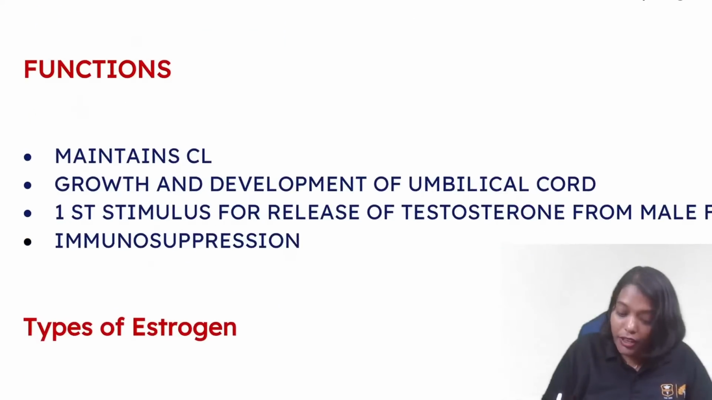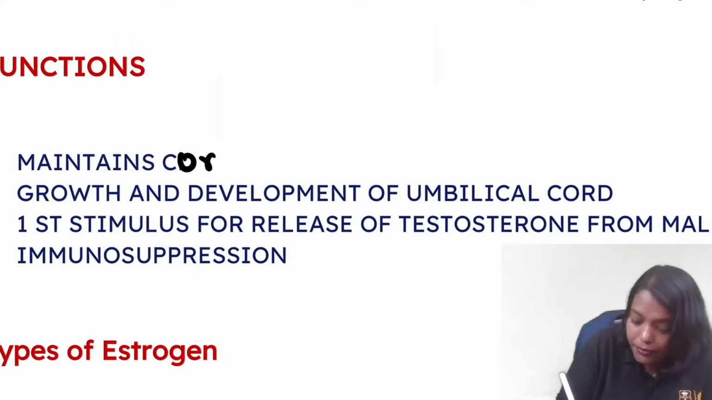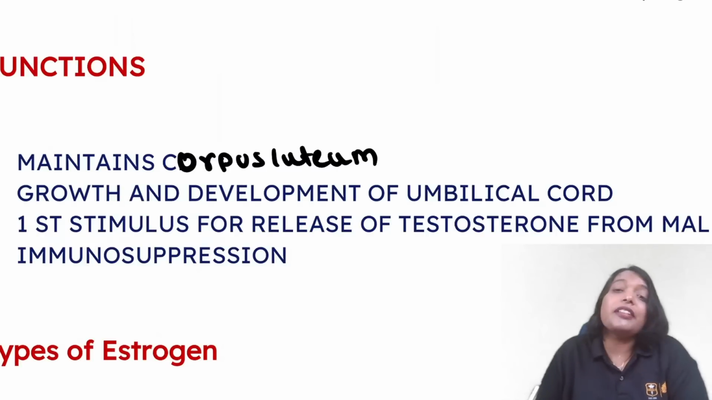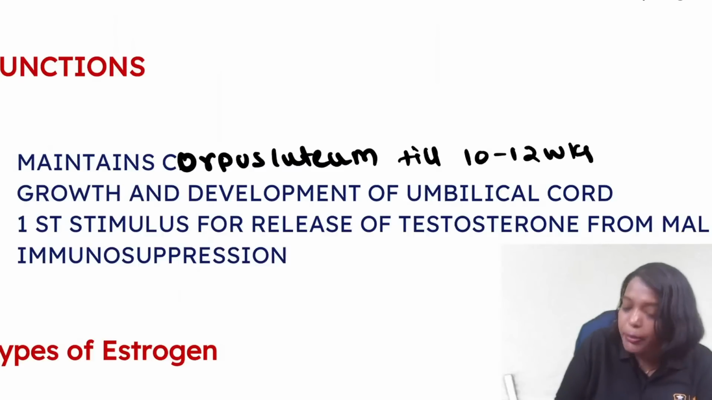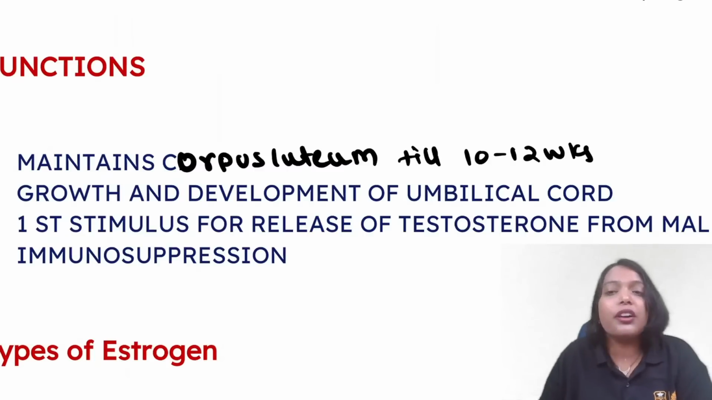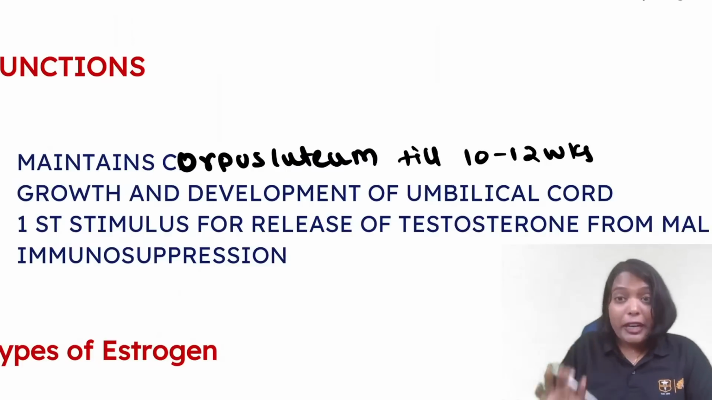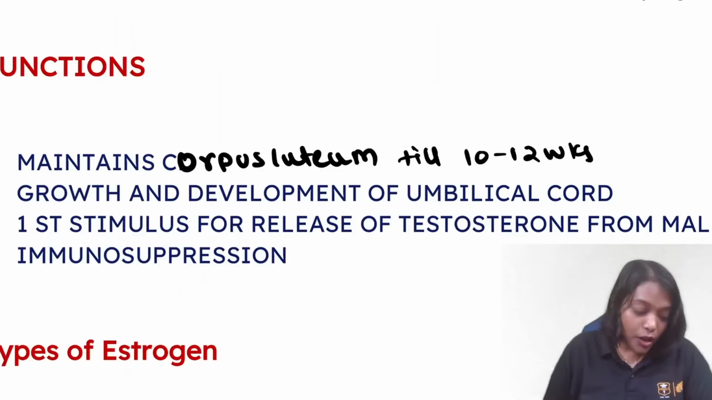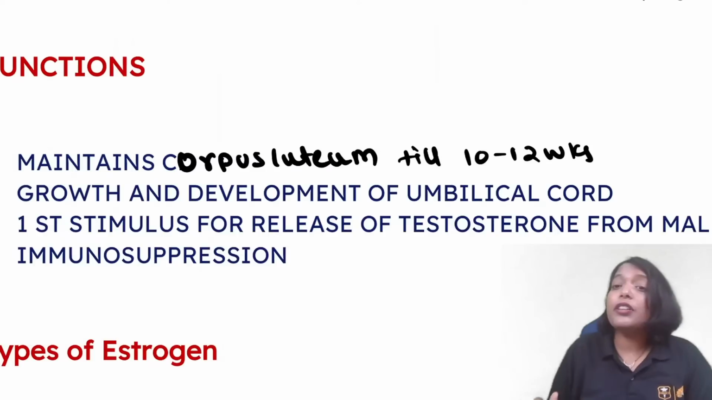Okay. Next, coming to what are the functions of this. Function: it maintains the corpus luteum, so that the corpus luteum can produce progesterone till the placenta takes over. So till 10 to 12 weeks, and then after 10 to 12 weeks, there will be luteoplacental shift. The placenta can produce its own progesterone. Okay, so it maintains the corpus luteum. It helps in the growth and development of the umbilical cord. The umbilical cord develops from the connecting stalk, guys.